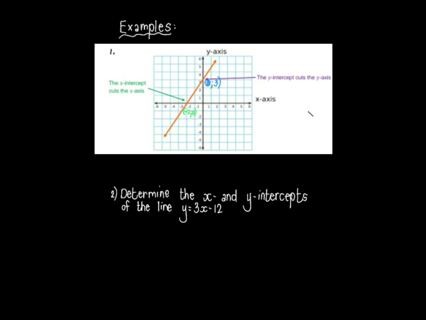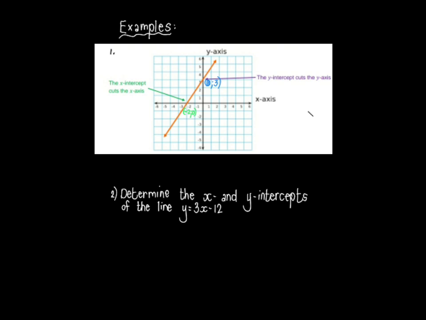So every time we have a y-intercept, the x value is 0. And every time we have an x-intercept, the y value is 0. With that knowledge, and what we read on the previous page, we can determine the x- and y-intercepts from an equation. So let's have a look at an example.